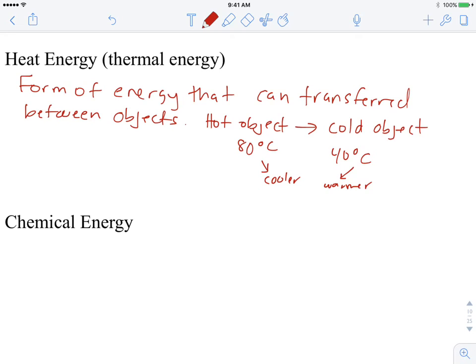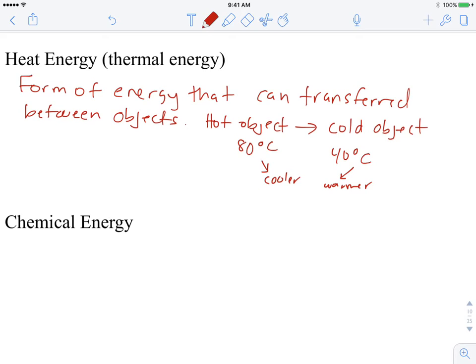Depending on how much of each object I have, and whether it's the same object or not, they're going to meet somewhere in the middle. I don't know where they're going to meet. That's what we're going to do next. In the next video we'll talk about where they meet. What's the final temperature of the two objects?